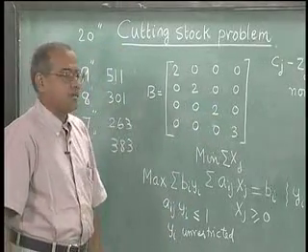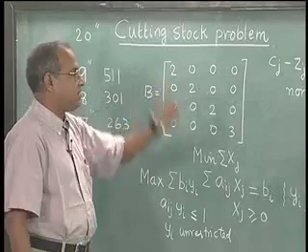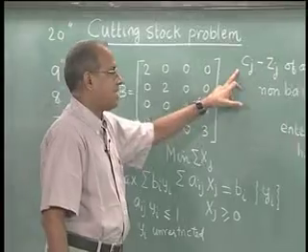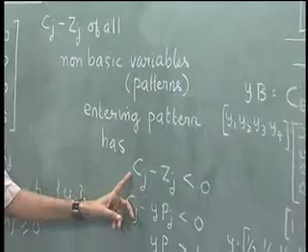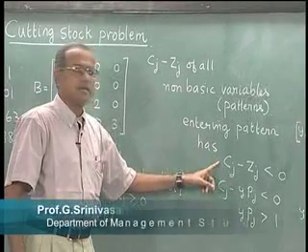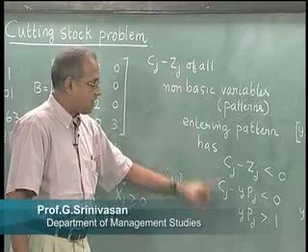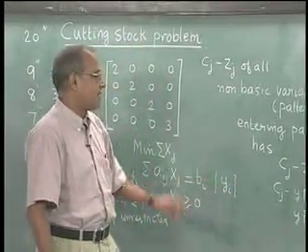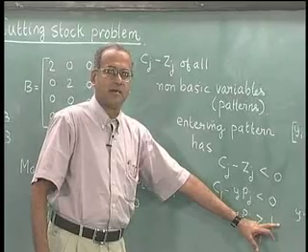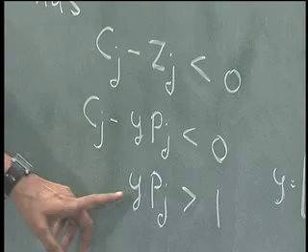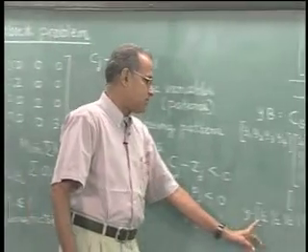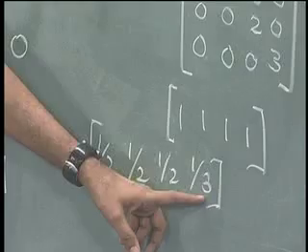Now, in order to find out whether this is optimal, since the problem is a minimization problem, any strictly negative Cj minus Zj can enter the basis. So, if there is a pattern j such that Cj minus Zj is less than 0, then such a pattern can enter the basis. Now, this reduced to saying that if there is a pattern j such that y pj is greater than 1, then such a pattern can enter. Now, y is the solution of the dual associated with this solution. So, y was computed as 1 by 2, 1 by 2, 1 by 2 and 1 by 3.